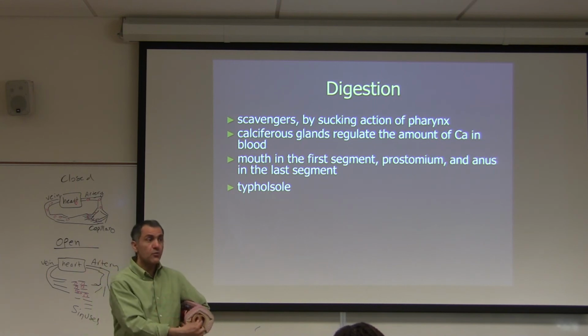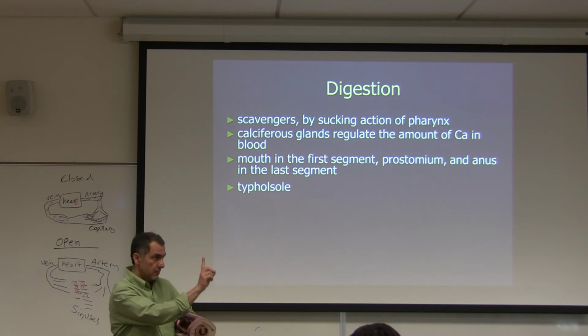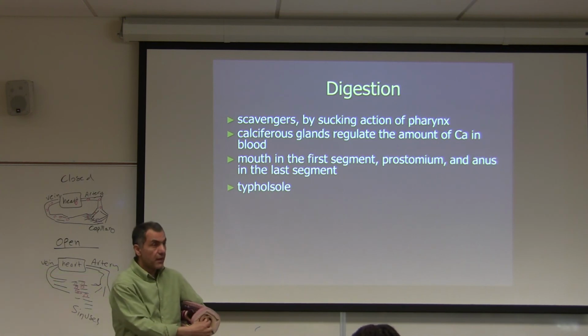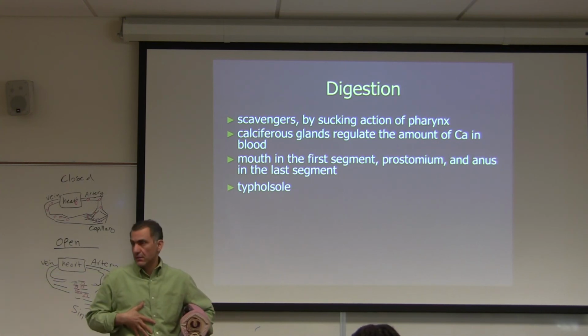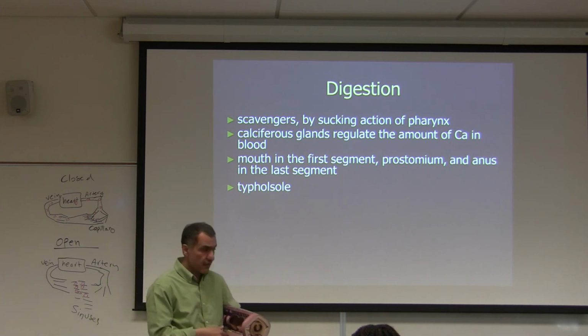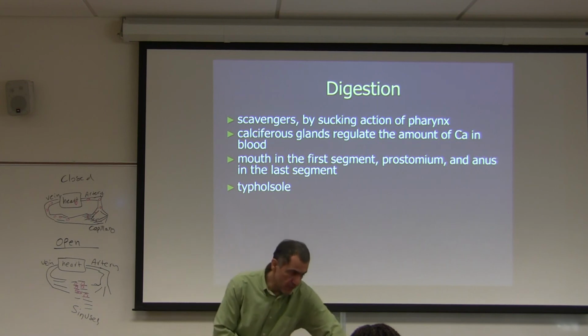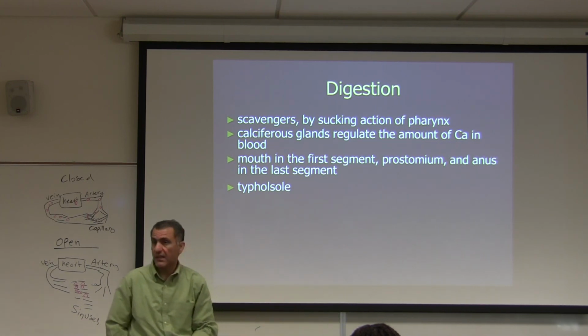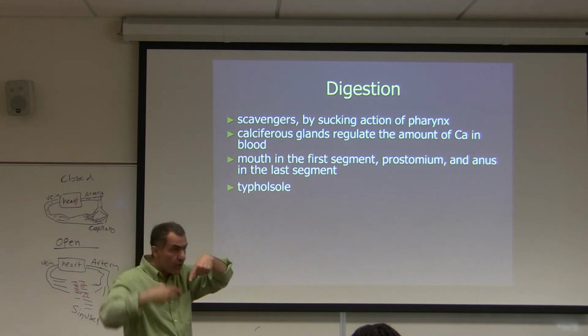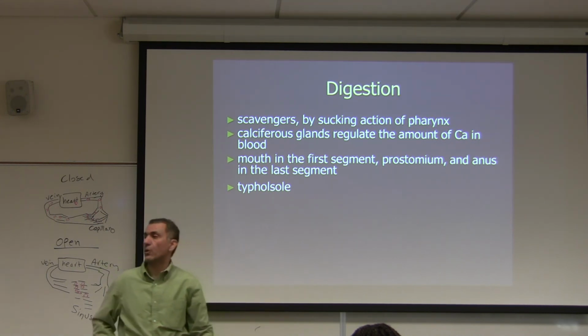So this would be equivalent to your villus, but they only have one. Look at your slides. They only have one, but we have several, thousands. Villus singular, villi plural. So that's what the typhlosole is. That finger-like projection increases the surface area for more absorption of nutrients from the soil.